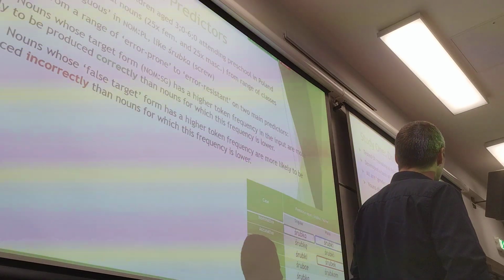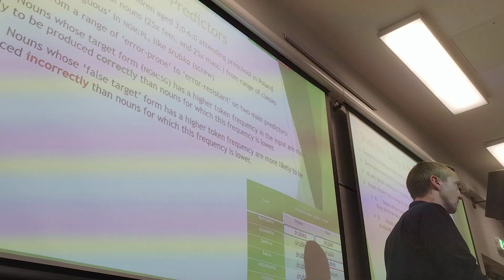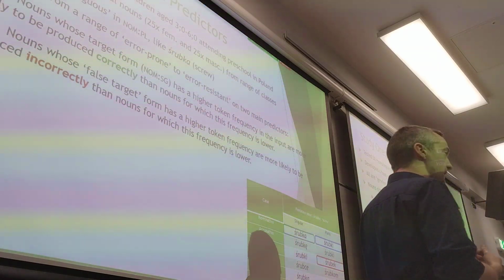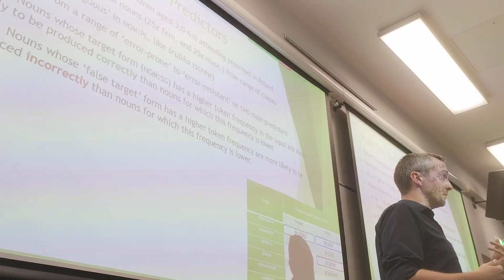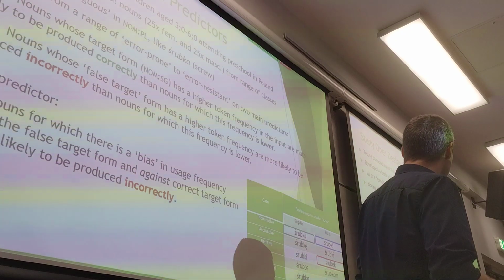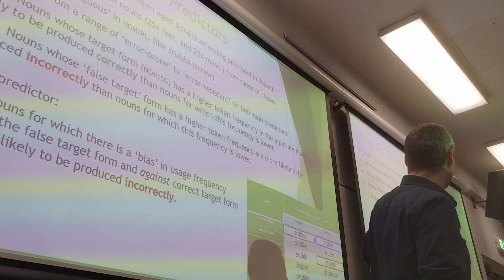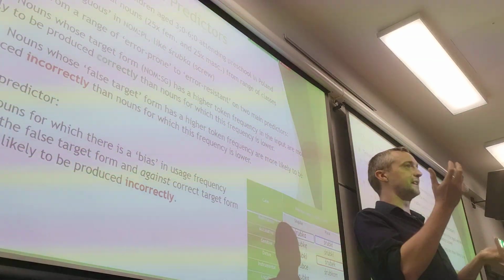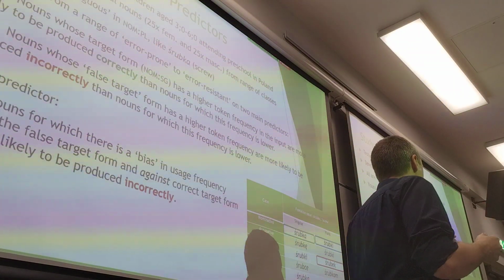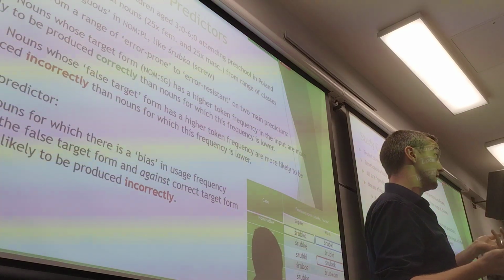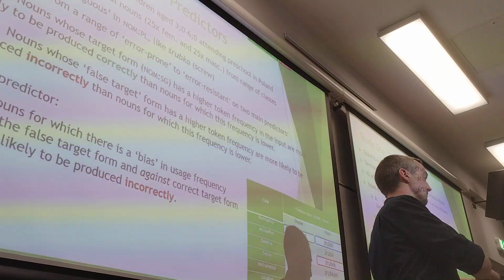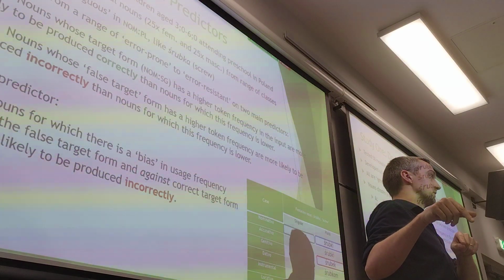Then we've got the false target form, so the śrubek form, which is sort of wrong but exists. If that noun is highly frequent in the inputs, then the child is more likely to get that wrong. And then we have a secondary predictor, which takes both of those and pitches them against each other. So looking at this kind of bias: if you take a noun and the false target form is disproportionately more frequent than the target form that you're looking for, then the child is more likely to get it wrong because of that.